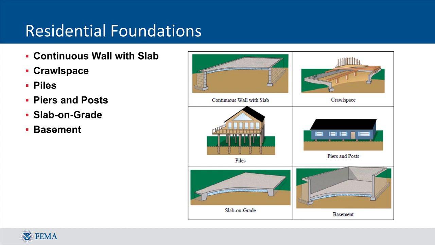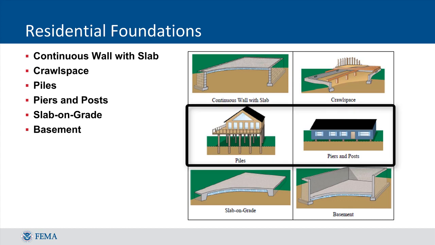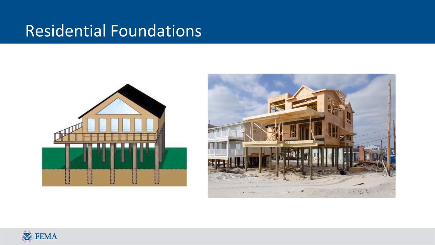A couple of important distinctions arise when evaluating foundation types. Although the piles foundation type can often appear similar to piers and posts, it is distinct in that it is generally only found in coastal areas where the supports are driven into the ground and embedded several feet below grade.